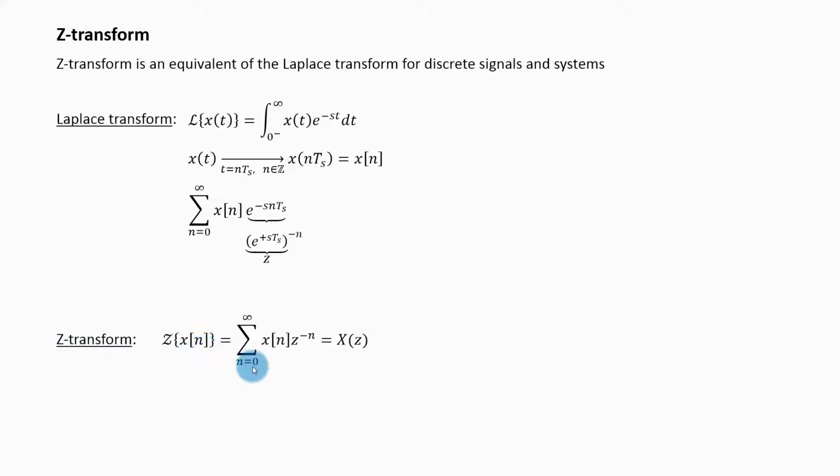We also denote it as uppercase X of z, which we also refer to as the Z-transform image of the lowercase x of n. So remember, this formula, this Z-transform, has the same meaning as the Laplace transform, but for the discrete signals and systems. Consequently, it can be used for similar things, so the rest of the lecture will follow a similar pattern that we had with the Laplace transform.